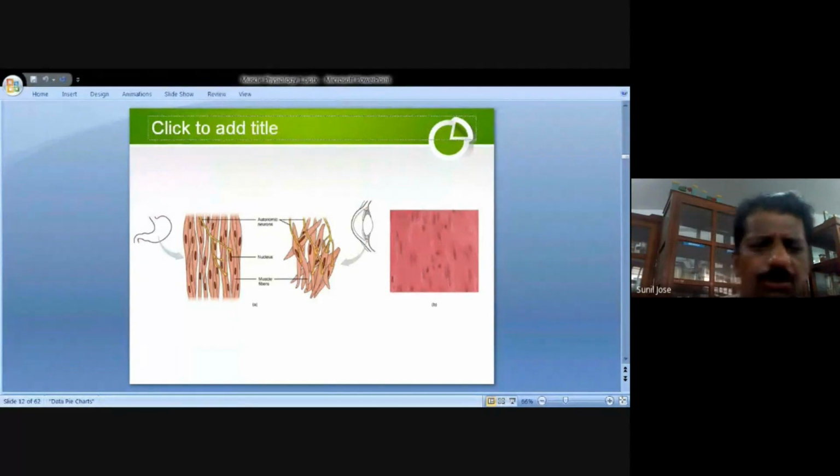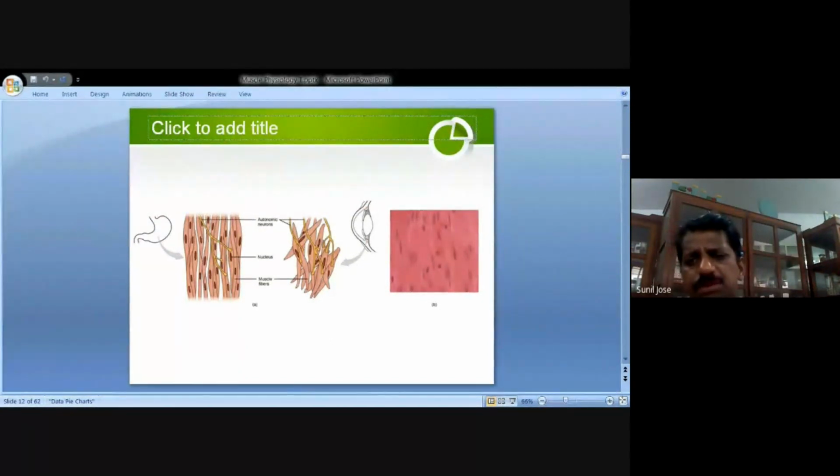So going to the three different types of muscle, we have cardiac muscle in the heart, smooth muscle in the intestine, stomach and blood vessels, and we have the skeletal muscle. And skeletal muscles form the majority of the muscle. If you take the body weight of a person, around 40% of the body weight is composed of muscle. It's the muscle weight.